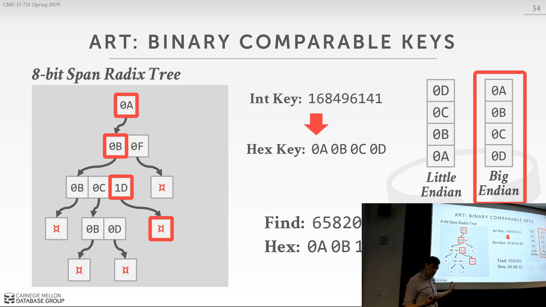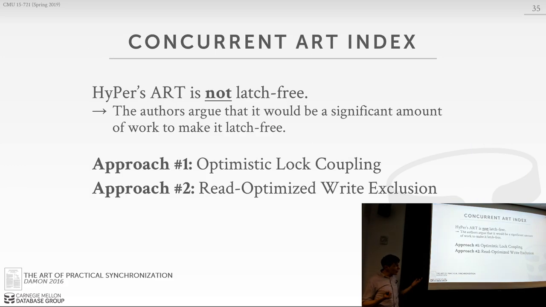So in the first ART index paper, they basically give you a recipe book on how to do conversions of all the different possible key types you want to store in our index to make sure that they have this correct form when we want to do our comparisons in the index. All right, is this clear? Okay. All right, so now we can get to the paper that you guys read.